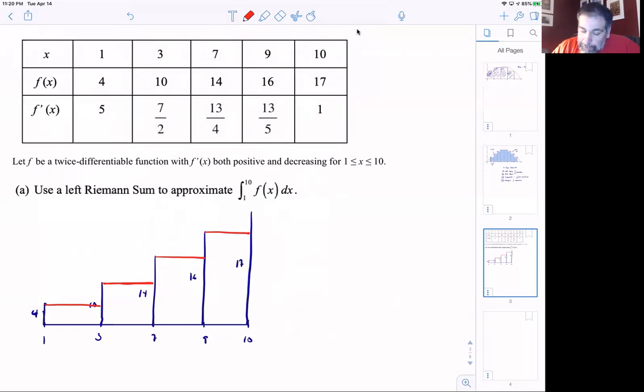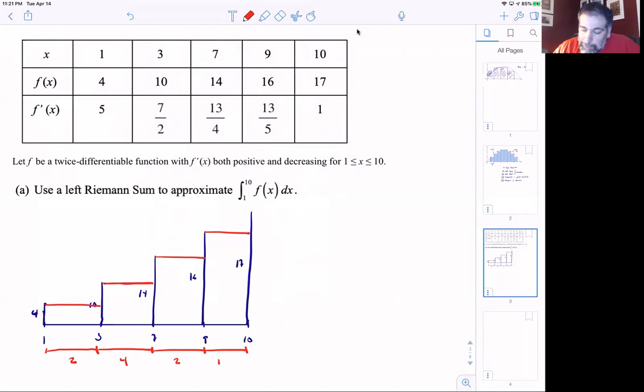So from here, I can now find the base and the height for each one of these rectangles. The base for rectangle number 1 goes from 1 to 3, so my base is 2. For the next rectangle, I'm going between 3 and 7, so my base is 4. In my next rectangle, I'm going 7 to 9, base of 2. And in my last rectangle, I've got a base of 1.